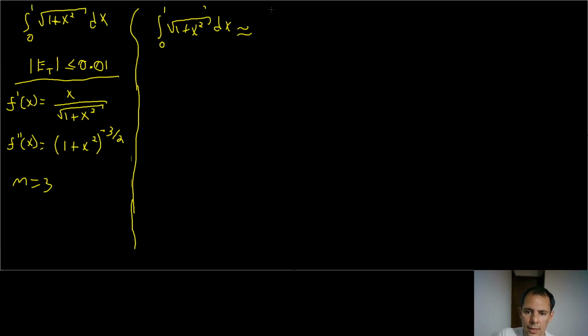2 times 3 is 6. So you have 1/6, right? And then you're going to use this formula. You're going to use this formula with, oh yeah, there's something else too. What is the size of the interval? It's (b minus a) divided by n, which is 1 minus 0 divided by 3, which is 1/3.